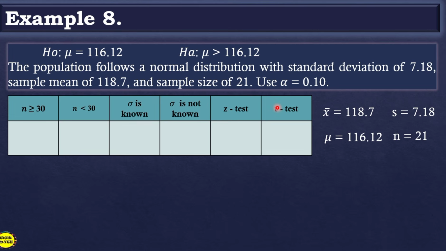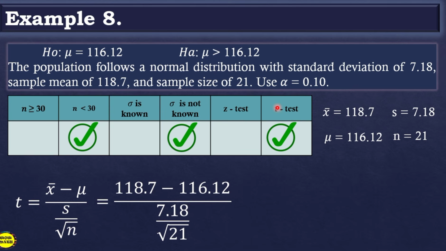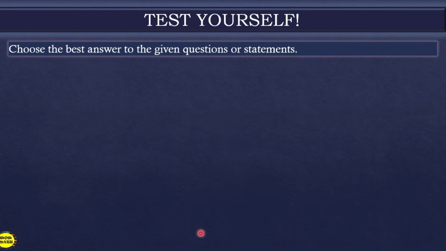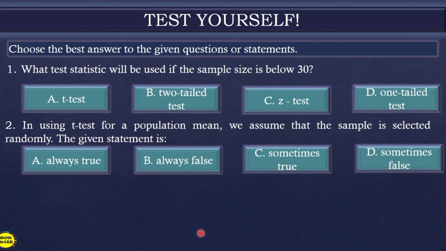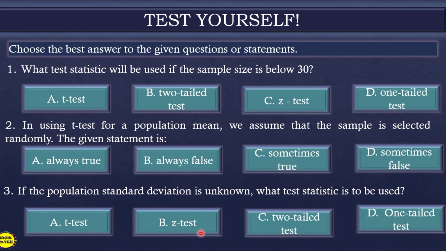Okay, so using the given data, yung n natin is less than 30, and the population standard deviation is unknown. So, therefore, gagamitin natin dito ay t-test. Okay, using the formula, so 118.7 minus 116.12 divided by 7.18 over square root of 21, the computed t-value is 1.647. Okay, so test yourself. So, bigyan ko kayo ng 10 seconds lang. So, stop nyo lang muna yung video kung gusto nyo sagutan muna.